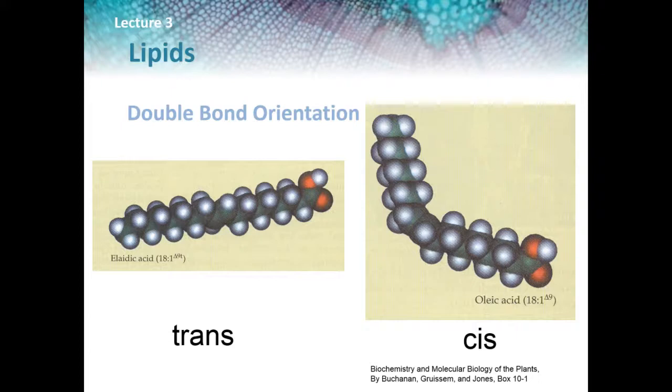This is another diagram illustrating the differences between cis and trans bond orientations in fatty acids. Most fatty acids in plants are cis. Trans fatty acids are rarely found in nature, which is one of the reasons trans fats are a health concern with artificially hydrogenated oils used in the food industry.